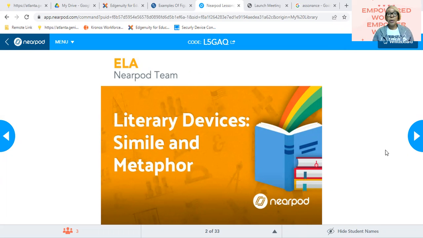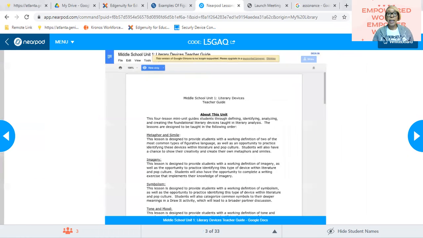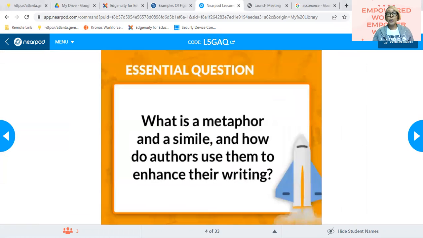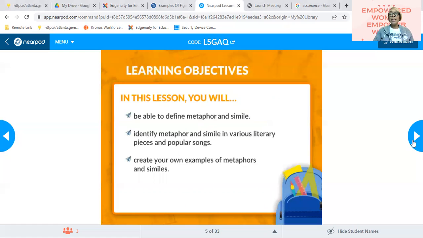So I just want to share with us the lesson just as a recap of what it is that we're going to do. The essential question that we're going to answer today is, what is a metaphor and a simile, and how do authors use them to enhance their writing? The learning objectives in this lesson, you'll be able to define metaphor and simile, identify metaphor and simile in various literary pieces and popular songs, and also you're going to be able to create your own examples of metaphors and simile.